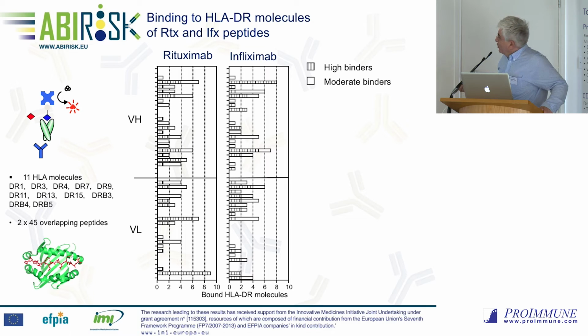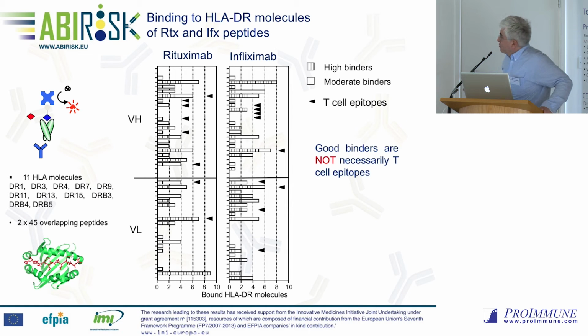And if we consider the number of HLA-DR molecules that are bound by one peptide here, you see that there are many good binders. In hatch, it's high binders, in blank, the moderate binders. You see that, for instance, here, the peptide can bind up to 8 different molecules, sometimes 6 or 5. So there are many good binders.